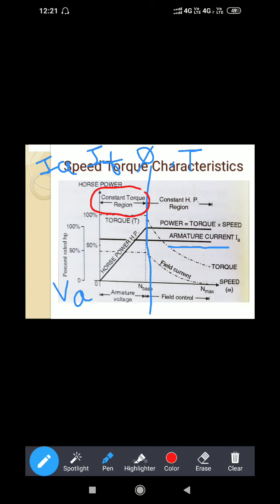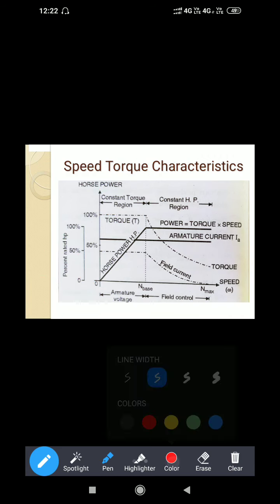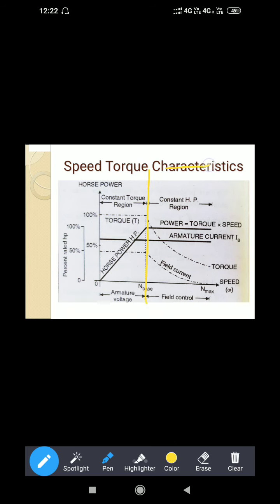So here we are increasing only the armature voltage. Because of increasing armature voltage and constant armature current, your motor power or armature power is going to increase. Okay, so this is the below rated speed part, or the speed control of DC motor below the base speed, right? Now we'll see next, the right hand side.